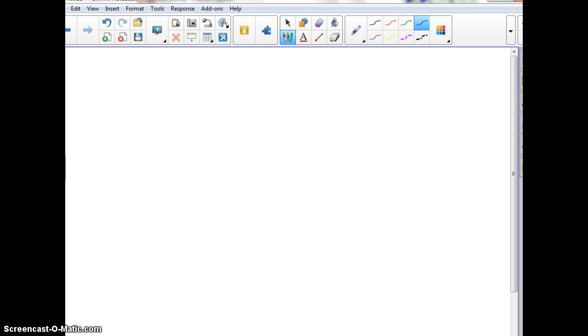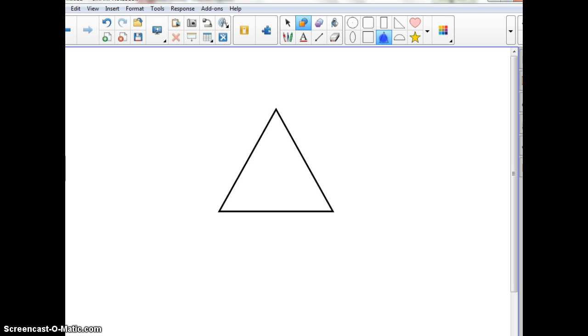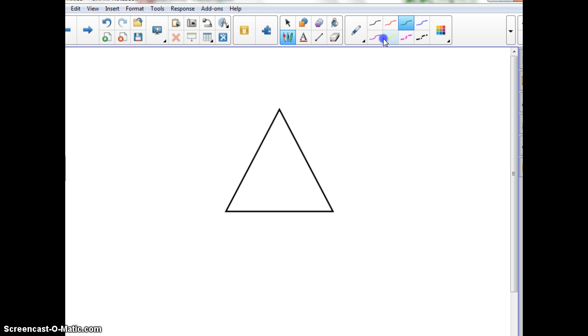Next picture. Go to your next slide. You don't need to erase any slides. Just continue to make new ones, please. Next, I want you to try to make an equilateral triangle. Make it look as close as you can, please. Okay. And I want you to label one of the sides 13 inches. Now tell me what the perimeter is of that shape.